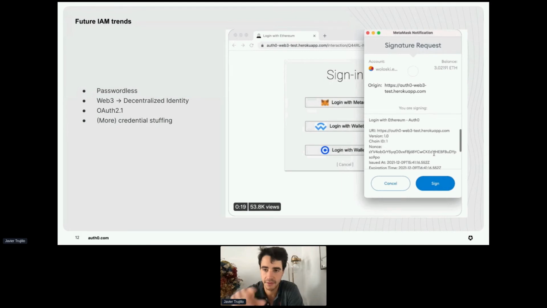And this is the screenshot that you're seeing here in the presentation. Now, another trend that we see, this will be Auth201. Auth201, sorry. So this is an effort that is led by one of our core security architects called Aaron Parecki.